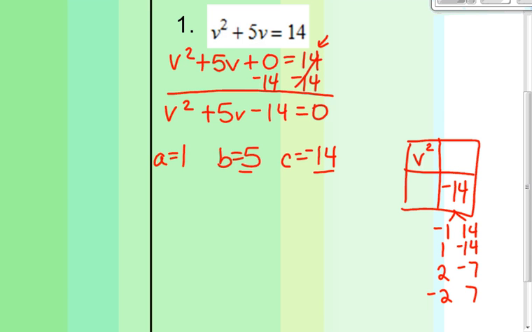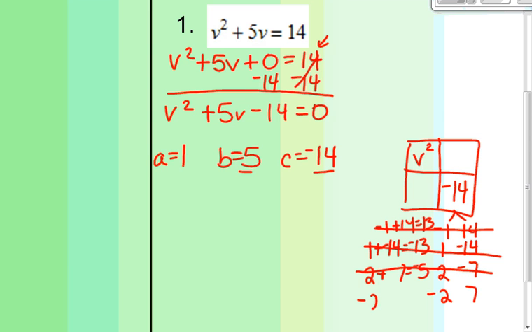So let's find which of these factors adds up to positive 5. Negative 1 plus 14 adds up to 13, so those won't work. 1 plus negative 14 gives me negative 13. Doesn't work. 2 plus negative 7 equals negative 5. We're getting close, but that negative sign is wrong. So negative 2 plus 7 equals 5, and here are the factors that work.